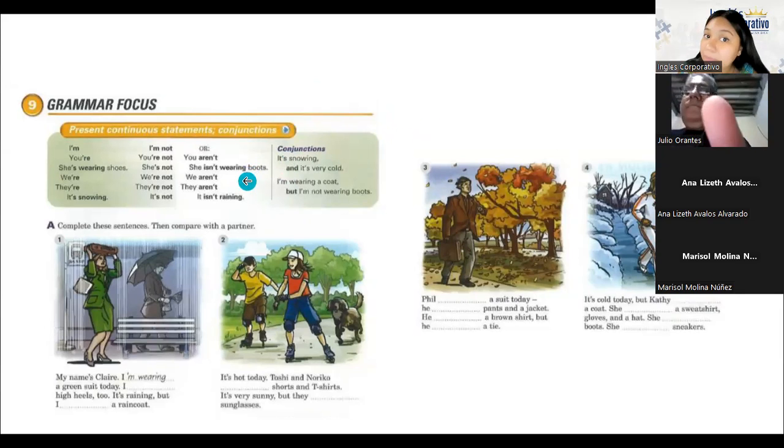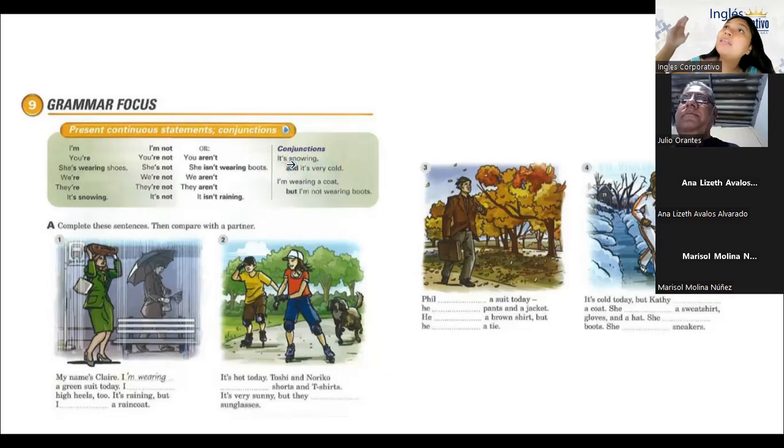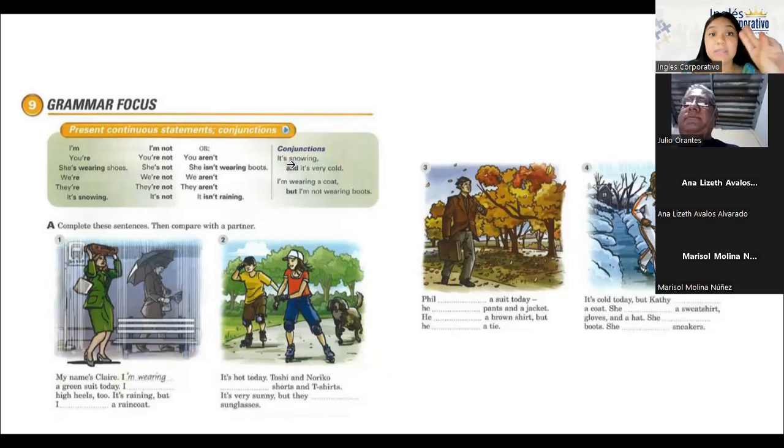And let's look at the example. Veamos el ejemplo. Dice, it's snowing, coma. Mire, aunque no se vea, hay una coma. It's snowing, and it's very cold. Entonces dice, está nevando y está bien helado. Entonces nos ayuda a brindar más ideas. Then we also have number two.